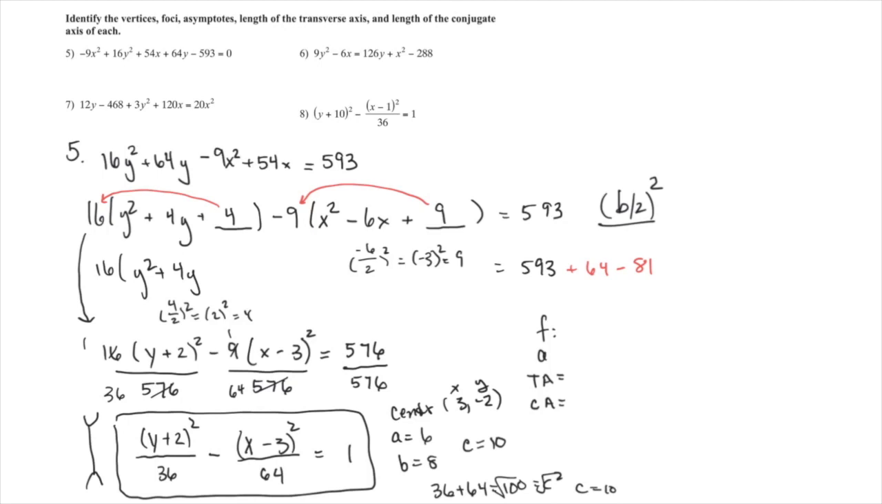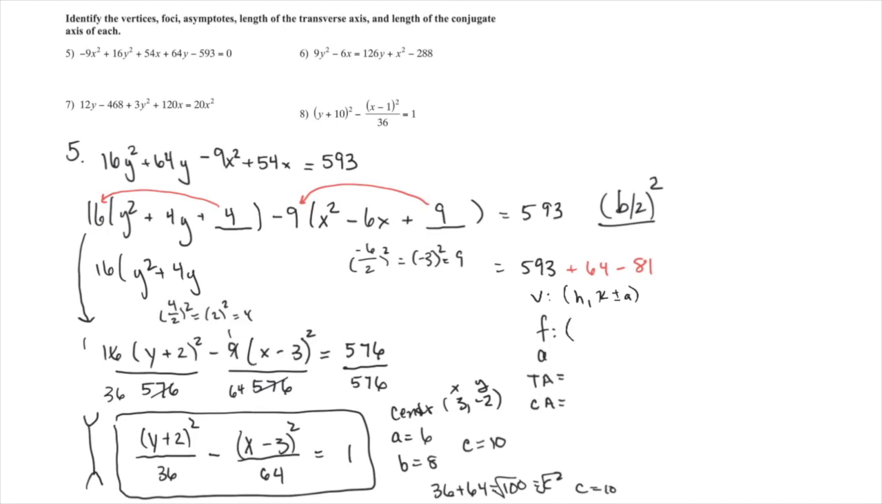So I'm looking at my formula sheet, looking at the vertical transverse axis section, and I'm going to write down the formulas for all the different parts, right? And so we have to find the vertices, the foci, and all the rest, right? So here's the formulas. What we have is, for vertices, we have h, comma, k plus or minus a.